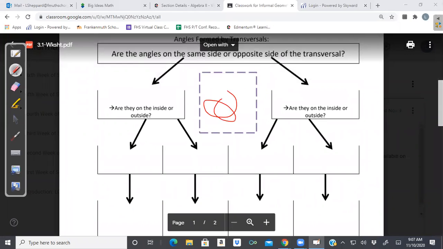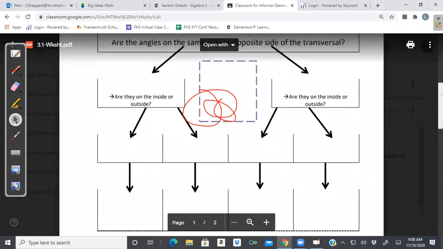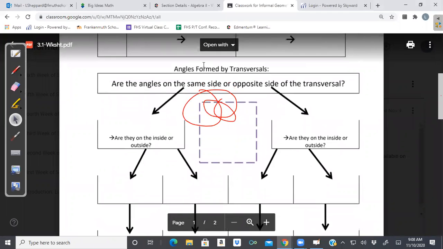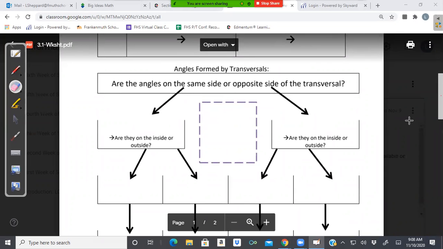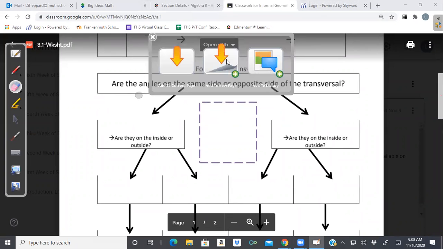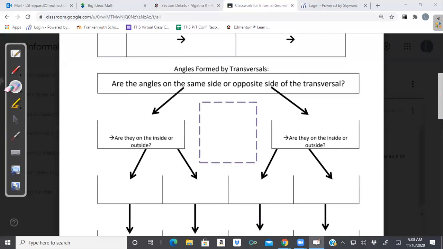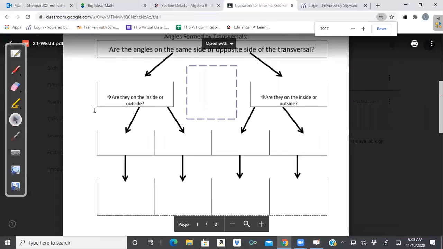I think it lets me do this. Oops. Let's see if I can do this. No. Okay. Give me 1 second. I just want to make sure that I have everything easy to see. Come on, let me do this. There we go.